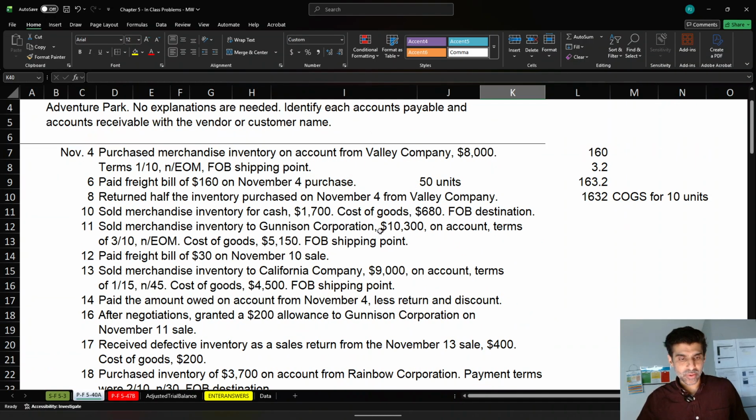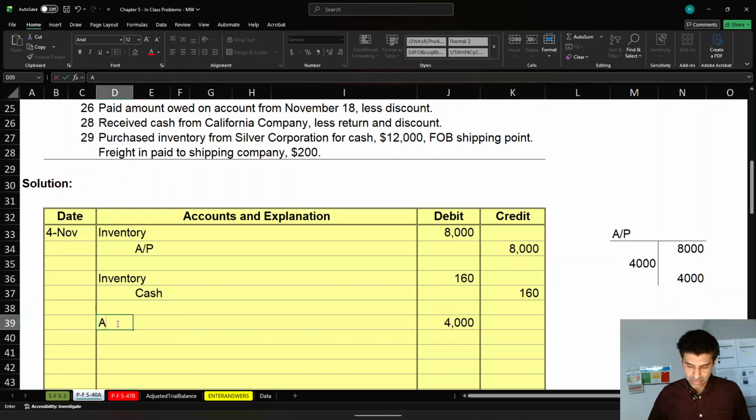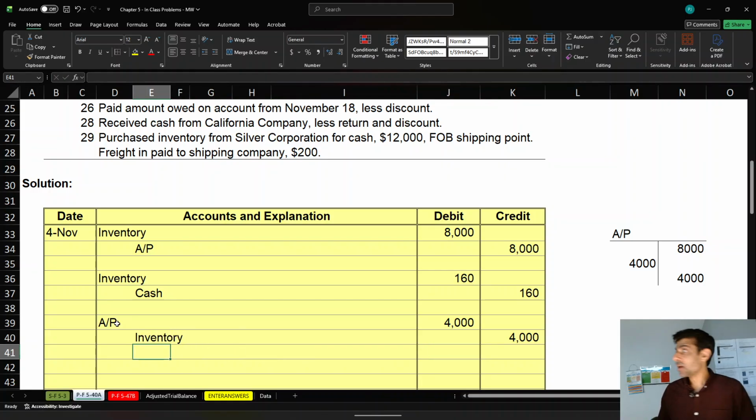So then what am I going to do? What's the other half? AP is debited. What should I credit? Yes, merchandise inventory. Exactly. And again, even if it was an allowance, in this case it says it's a return, so we're actually giving the items back. If it was an allowance, we would still do this same entry.